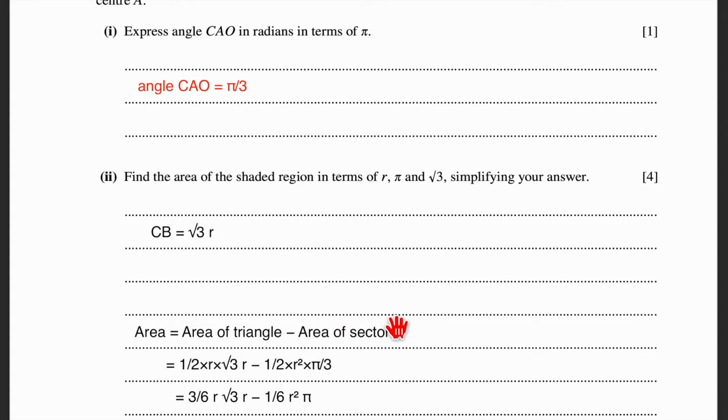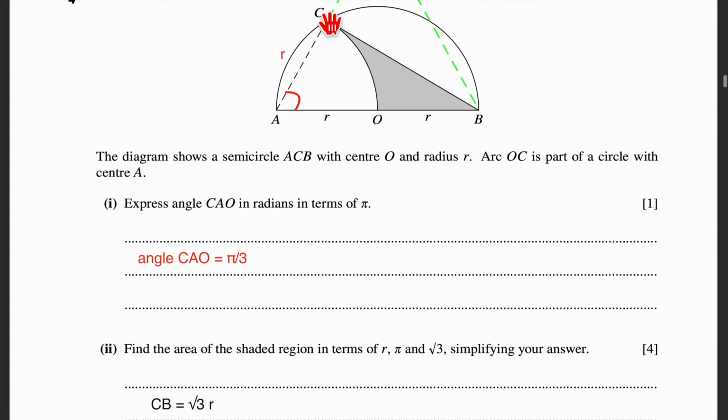And then the area of the sector again is half times the radius squared times pi over 3, the angle which we found earlier. So the area of the sector here is given by its radius, which is r, and the angle in radians, which is pi over 3.